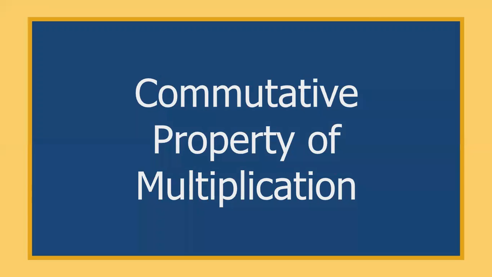All right, now we're going to talk about the commutative property of multiplication. Remember, commuting, we're like our little cars. Our factors are in their cars and they're moving all around. So we've got 4 times 3 is the same as 3 times 4. You get the same product either way.